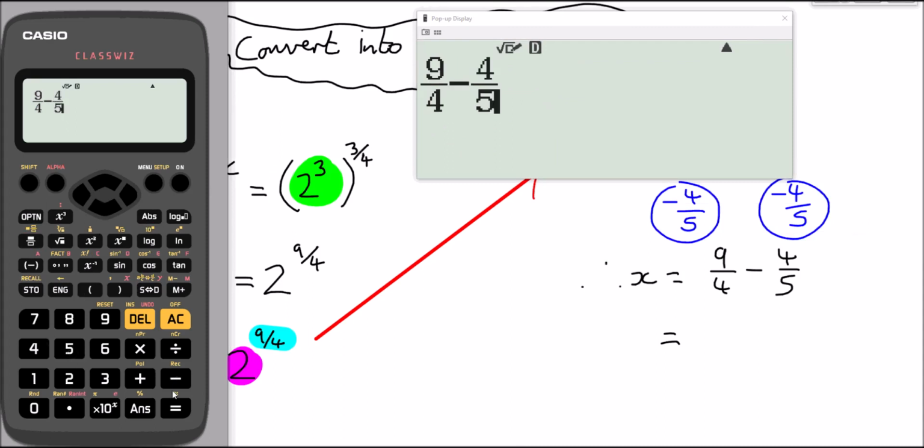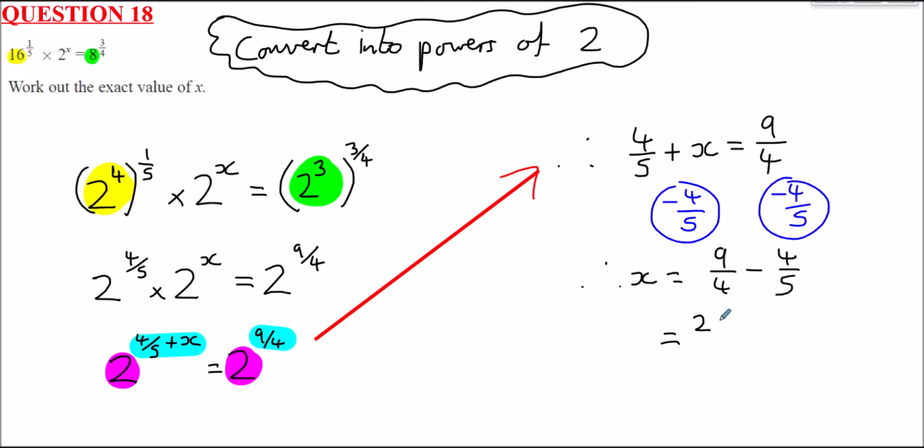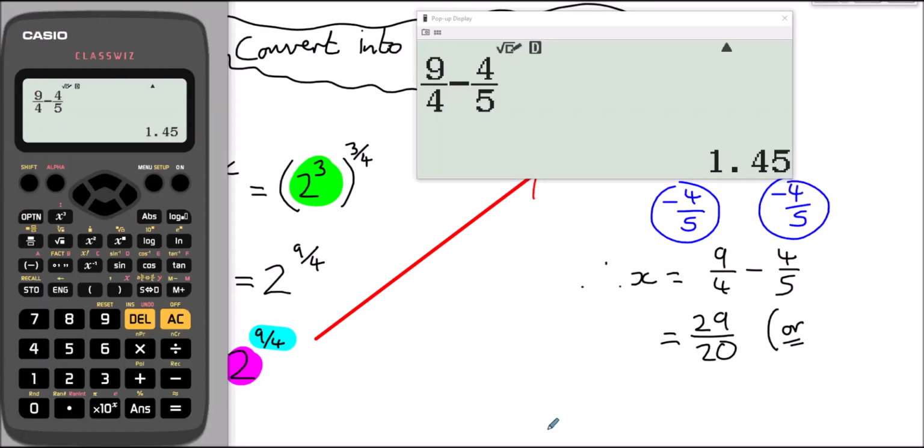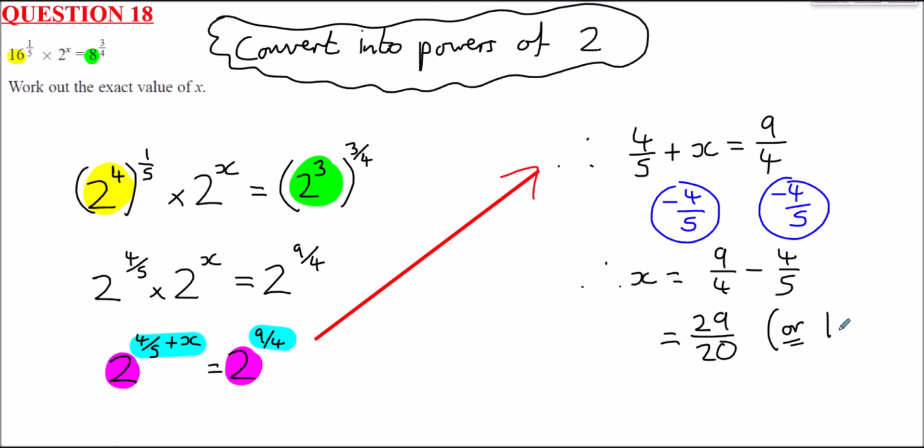9/4 minus 4/5, press equals. We get 29/20, which is absolutely fine. Or we could say 1.45. So we got 29/20. Or instead, you could have said 1.45. That would be perfectly acceptable as well. So two different possible answers really. Either's fine, whichever makes more sense to you. 29/20 or 1.45.